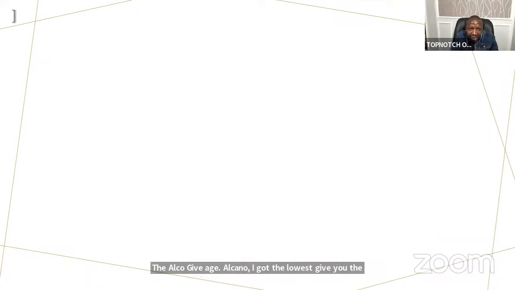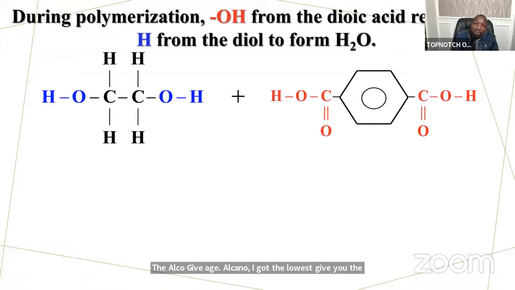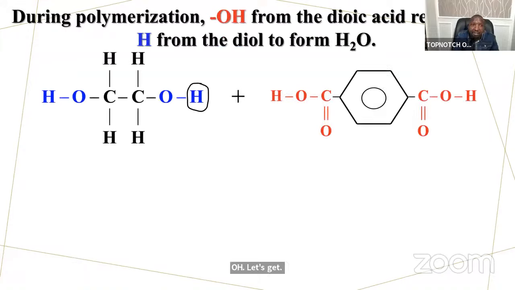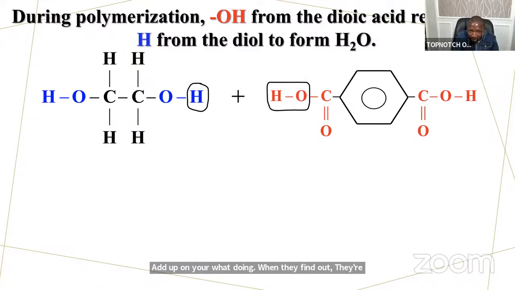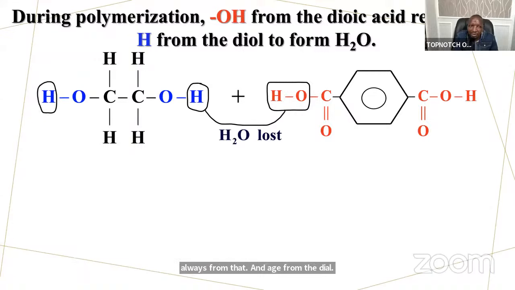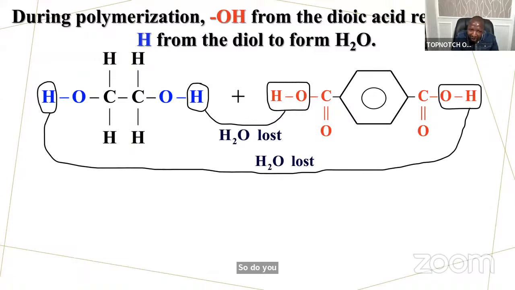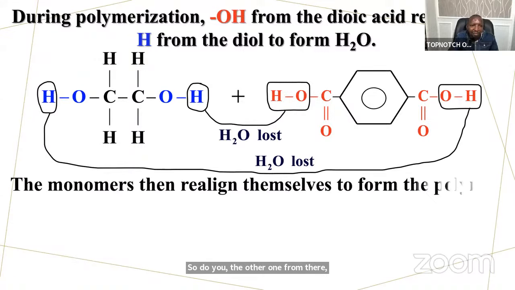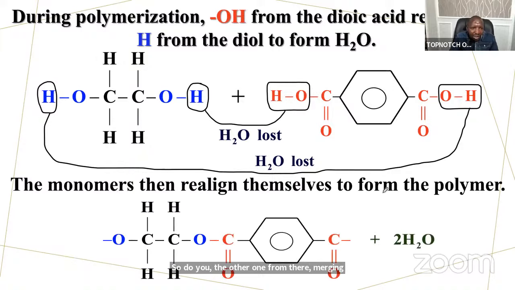Let's see what happened, what many of you do wrongly. The OH from the dioic acid and H from the diol combine to form water. Then, combining the elements, it breaks off. You just pick this one, and drop it here, and you take the other one, and drop it here. And they link. And you have now your terylene.